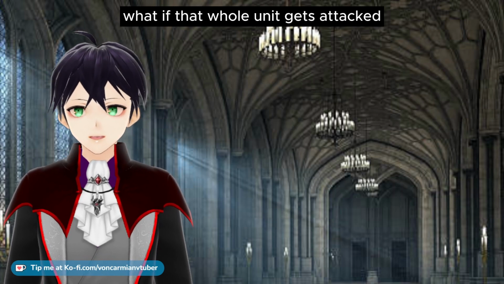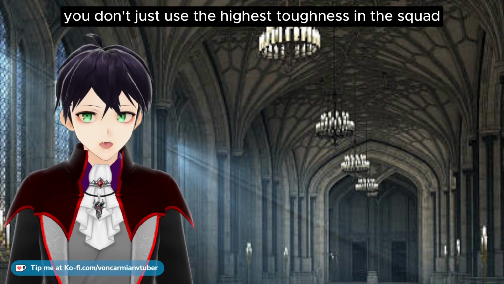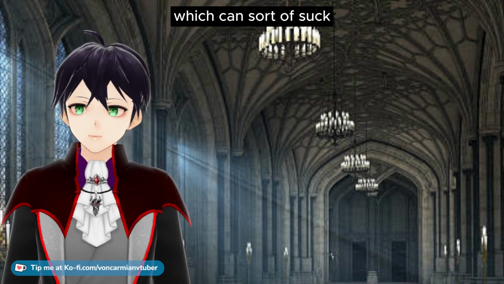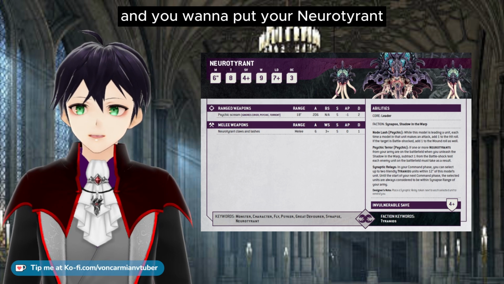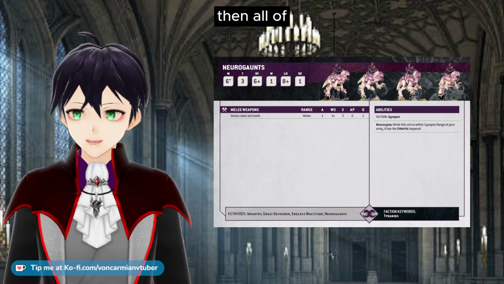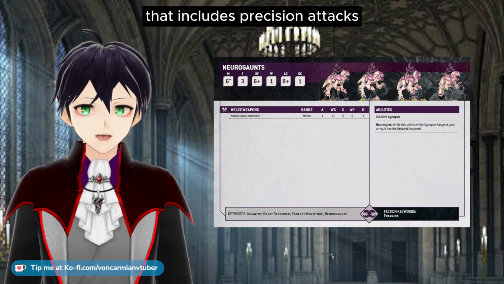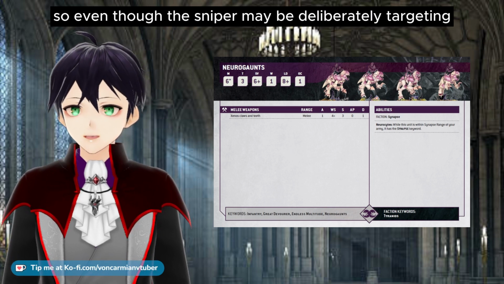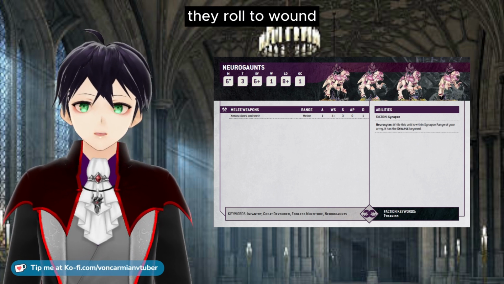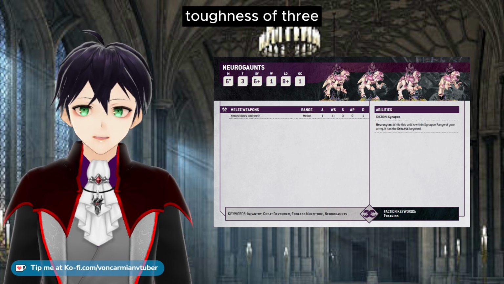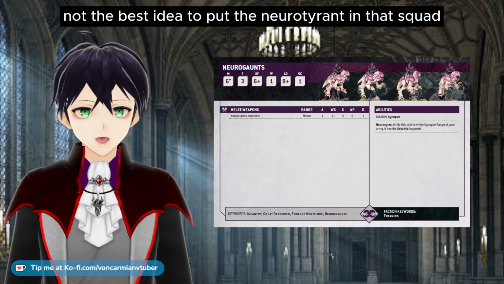What if that whole unit gets attacked? You always use the toughness of the bodyguard. You don't just use the highest toughness in the squad, which can sort of suck if you've bought the Leviathan box set and you want to put your Neuro Tyrant in a squad of Neuro Gaunts. Then all of the shots will go against its toughness of 3. That includes precision attacks, so even though the sniper may be deliberately targeting the Neuro Tyrant, they roll to wound against the Neuro Gaunt's toughness of 3. Maybe makes it not the best idea to put the Neuro Tyrant in that squad.